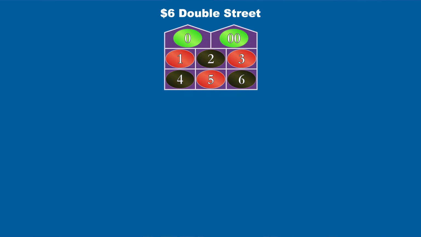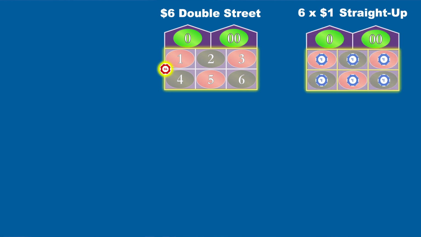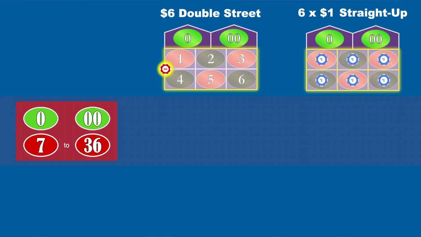Now, does this really work? Let's take a look at the double street scenario. We're going to bet $6 on the 1 through 6 double street and compare that to betting $1 each on the numbers 1 through 6 straight up. Now, it's easy to see when you're outside of that 1 through 6 range, either 0, 00, or 7 through 36, in both cases, you're going to lose all $6.